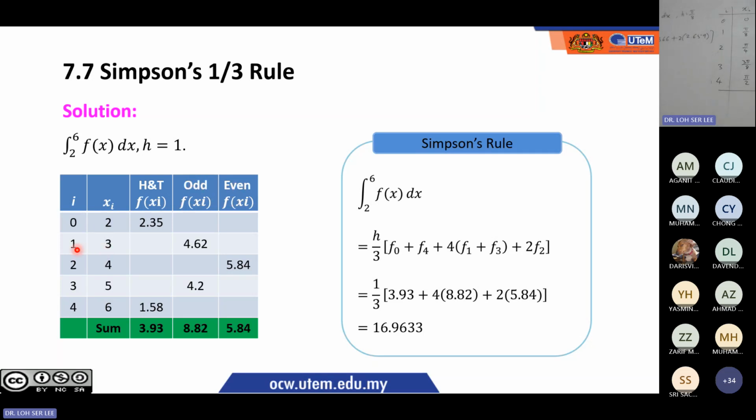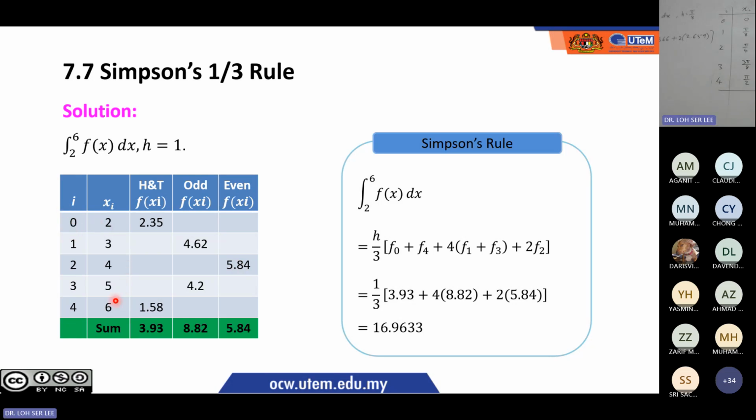For the odd f(x), you look at this. This is odd, so you put it under odd. This is also odd, so the f of this value you put under odd. And this is even. Sorry, this one is even, the iteration number is even, so the f for this value you put under the even column. Very simple. The odd and even refer to the iteration i.